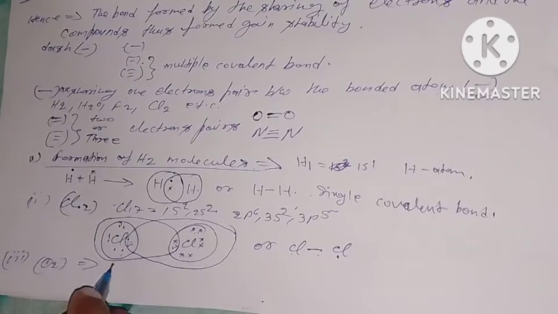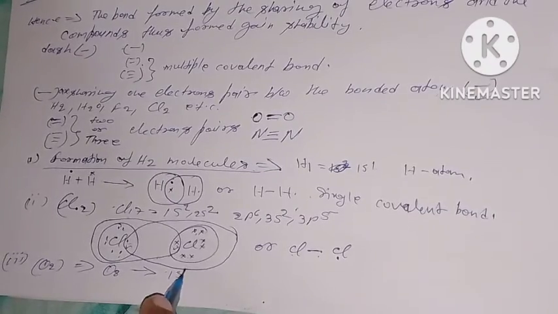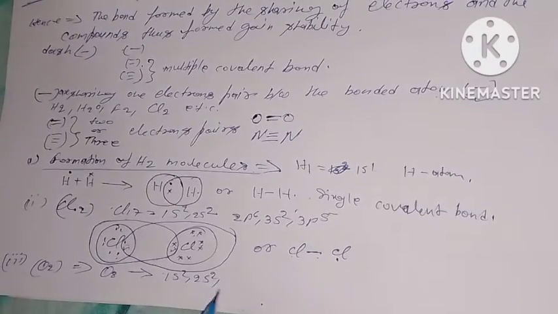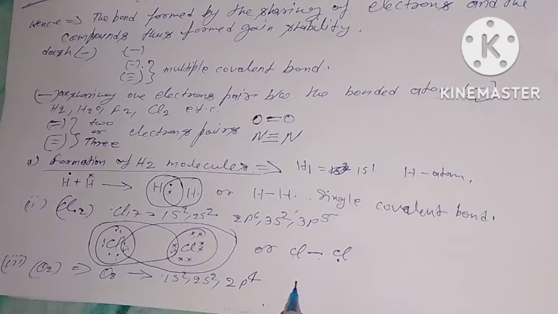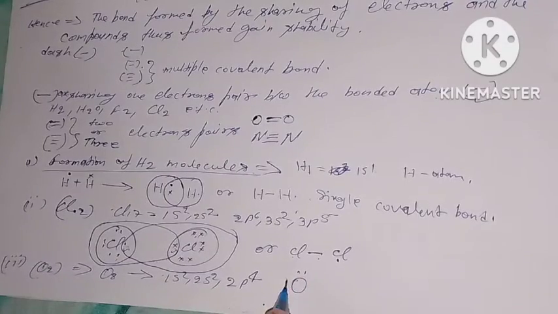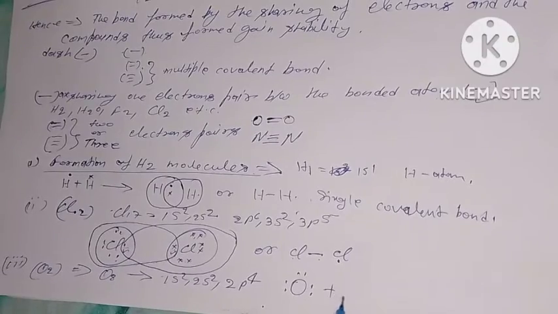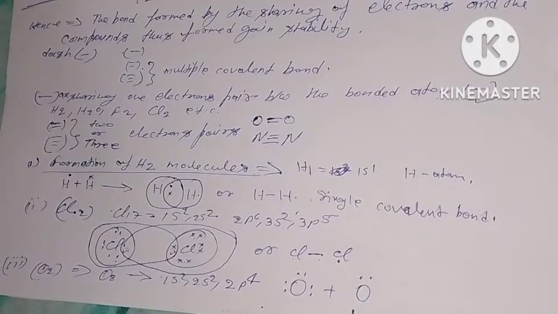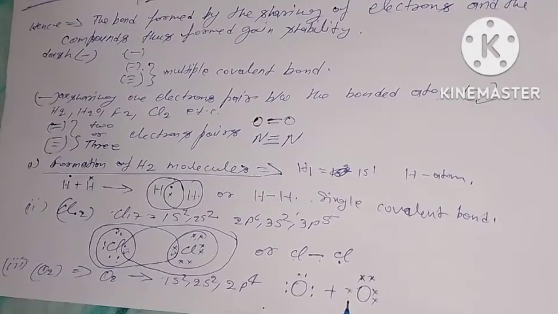Formation of oxygen molecules. The electronic configuration of oxygen is 1s2, 2s2, 2p4. Oxygen 2, 4, 2, 6, plus oxygen 2, 2, 2, 4, 2, 6.